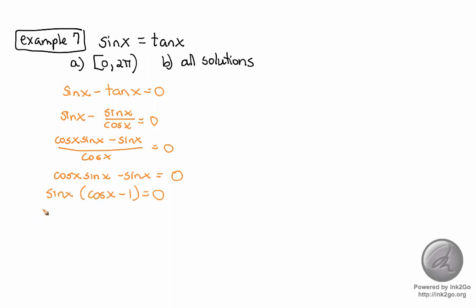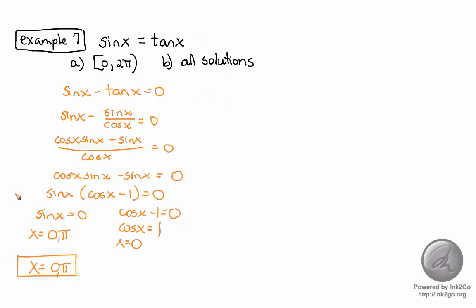Set each factor equal to 0. Solve each equation. When is the sine equal to 0? That's your y. Sine is your y. So when is y equal to 0? And that is at 0 and pi. Is your cosine equal to 1? So our cosine, which is our x value, is equal to 1 only at 0, because at pi it is equal to -1. So our solution is 0 only. Then all my solutions are just pi k.